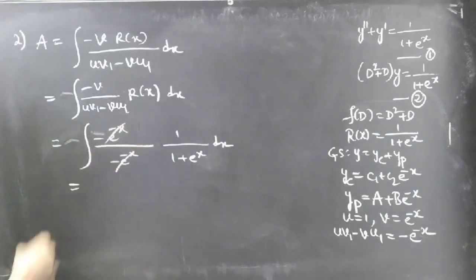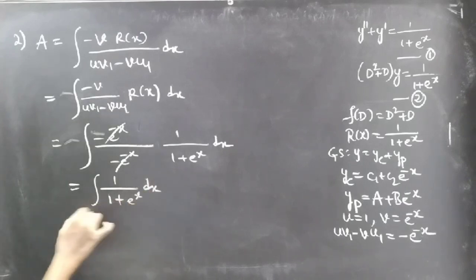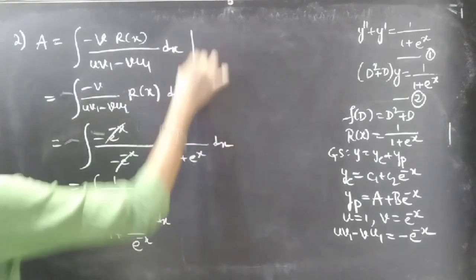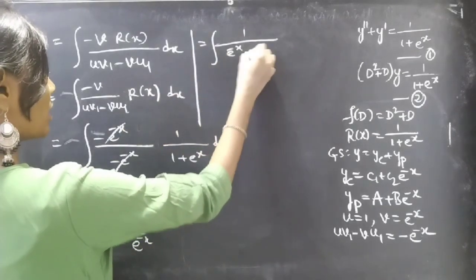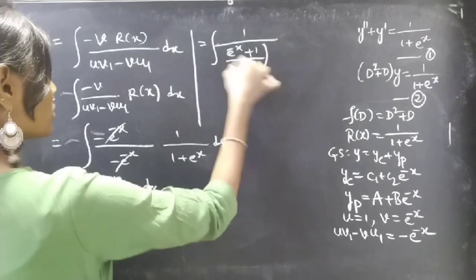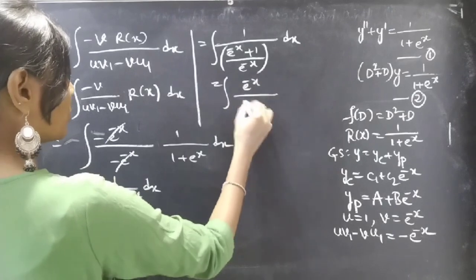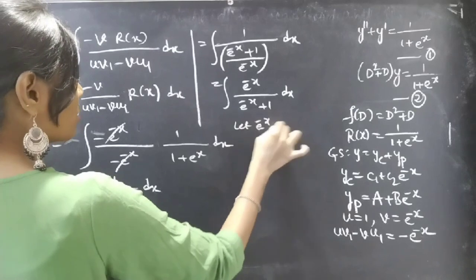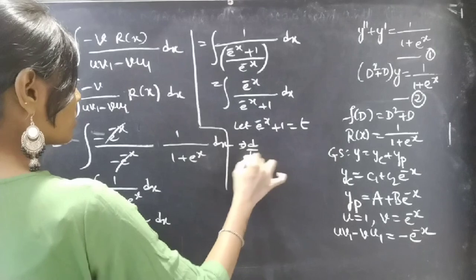Here -e^(-x) gets cancelled and we'll get the integral of 1/(e^x) dx. We can write e^x as the reciprocal of e^(-x). Okay, we can write this as 1/(e^(-x)) over (1 + 1/(e^(-x))) dx, which gives us e^(-x)/(e^(-x) + 1) dx. Let e^(-x) + 1 equal to some t. Now differentiate on both sides with respect to x.